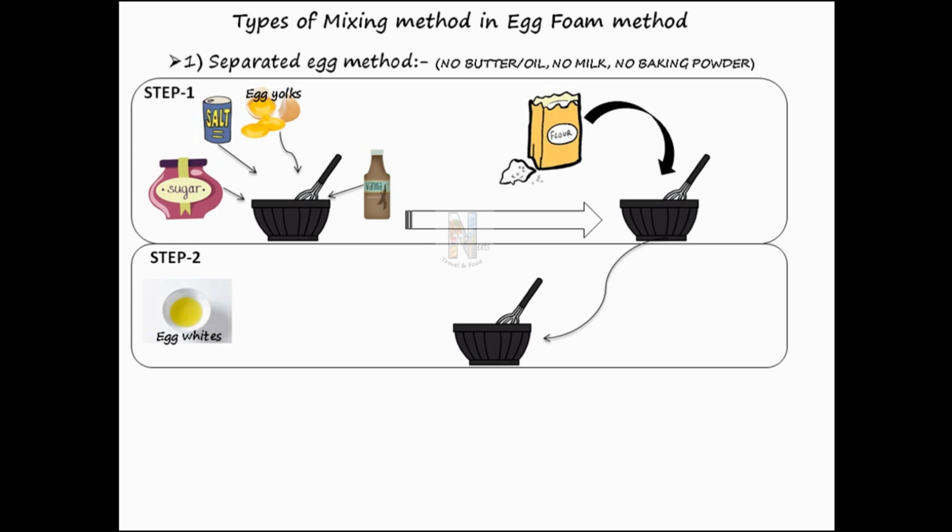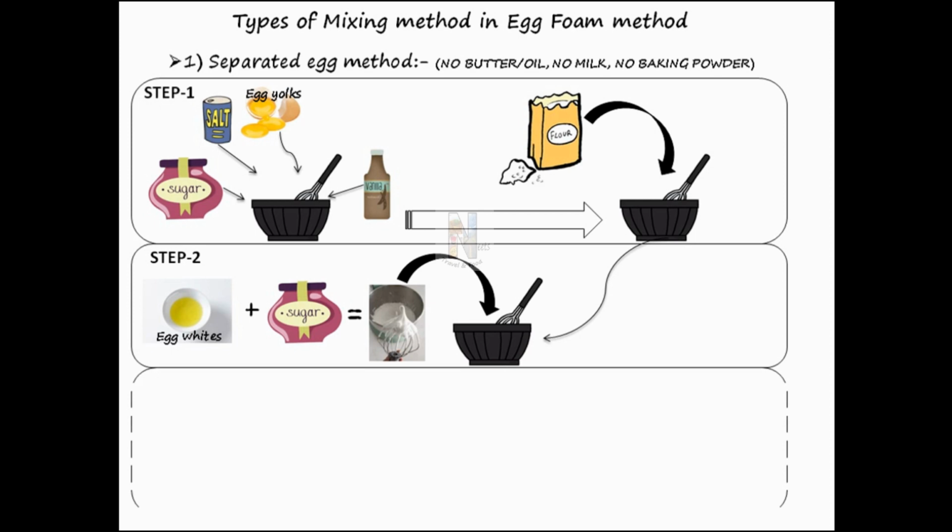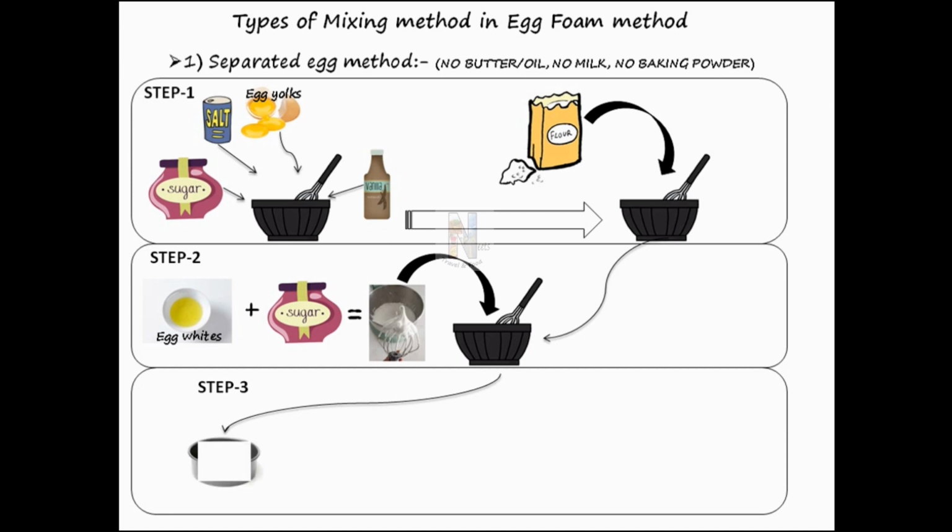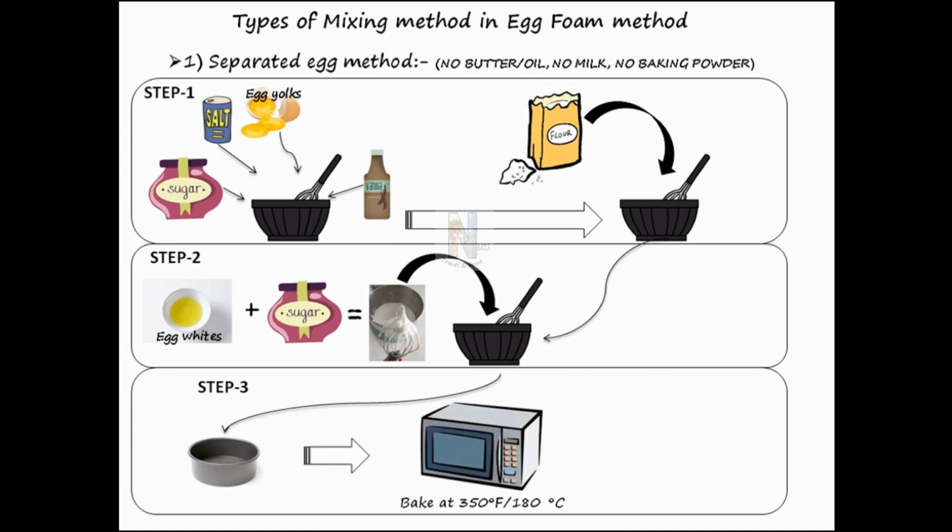Step 2. Egg whites are beaten up along with the sugar to form a meringue, and this meringue is gently folded into the egg and flour mixture. Step 3. The cake batter in the mixing bowl is then transferred into a cake tin and baked in a preheated oven at 180 degrees Celsius. The result is a beautiful sponge cake.